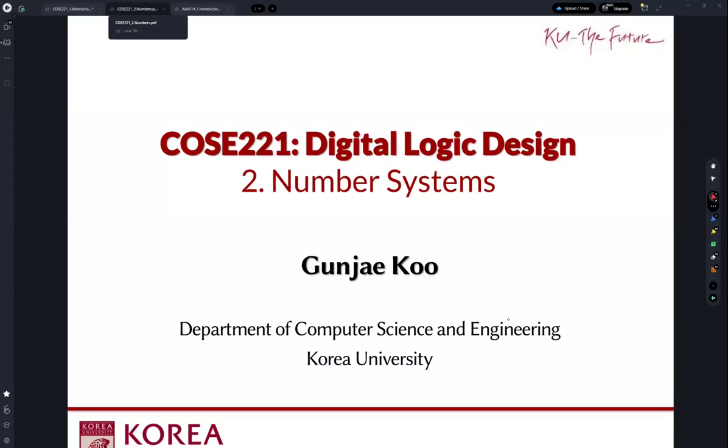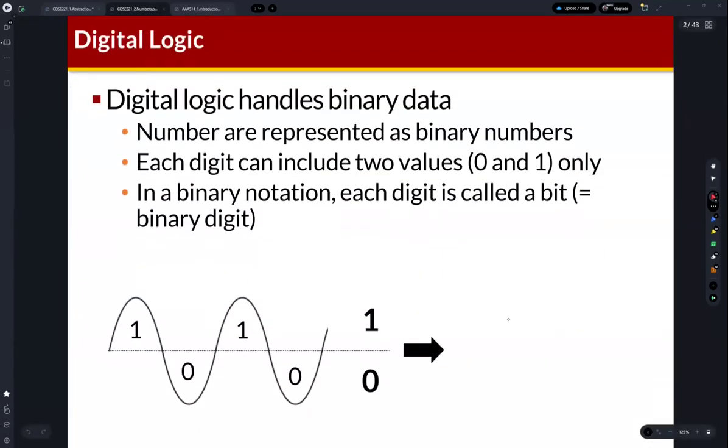So what is a digital system? Actually, it's simple, right? If a system handles digital signals, then this system is called a digital system, right? Which means that signals need to be represented as digital concepts, right? So what is a digital signal?